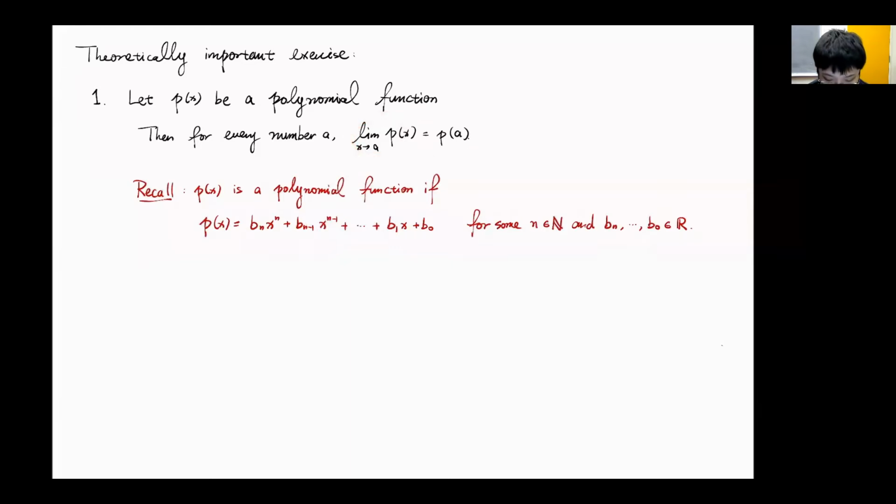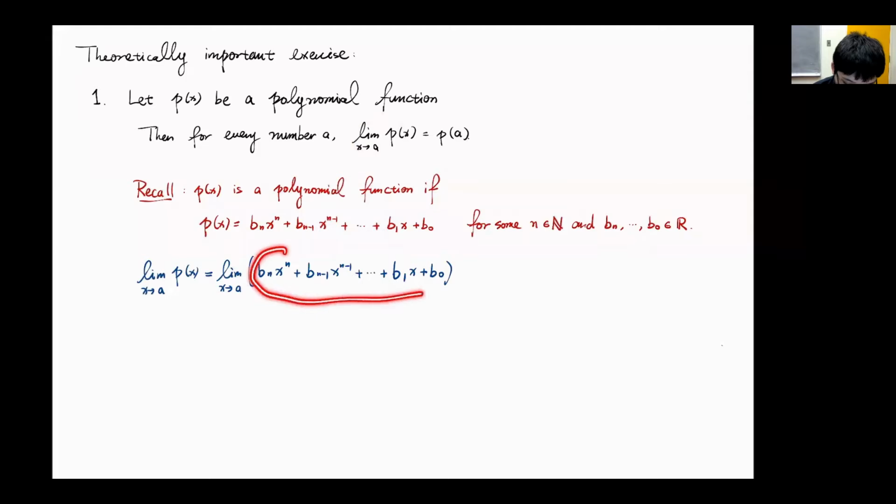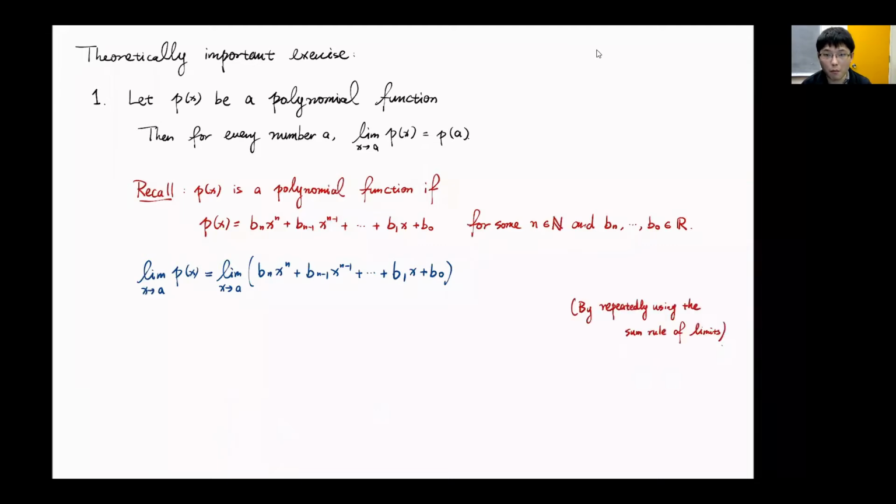This means we are looking for the limit of this whole thing over here. So what can we do with this? First notice that this is a finite sum of constant multiples of monomials. Because this is a finite sum, I can repeatedly use the sum rule to break it up into the summation of every single term. For example, applying the sum rule to the sum of these underlying terms, the sum rule tells me this gives the limit of the first part plus the limit of b sub 0.